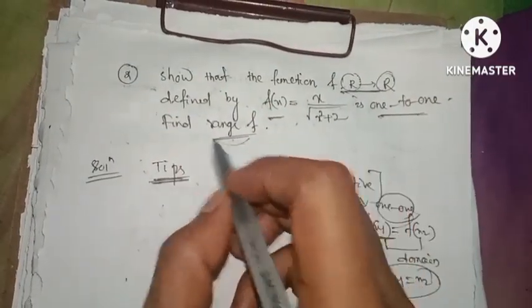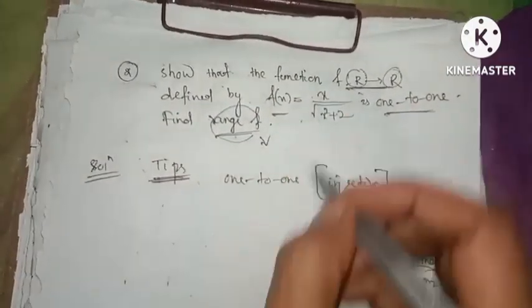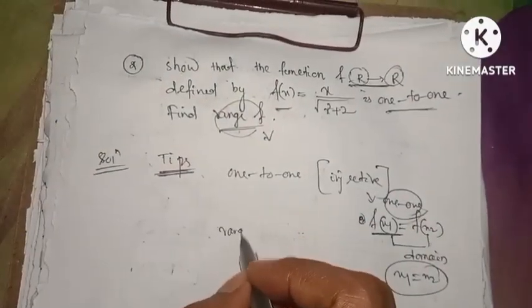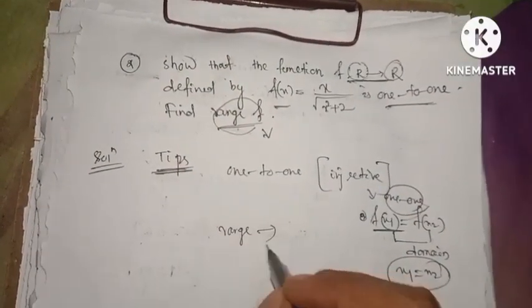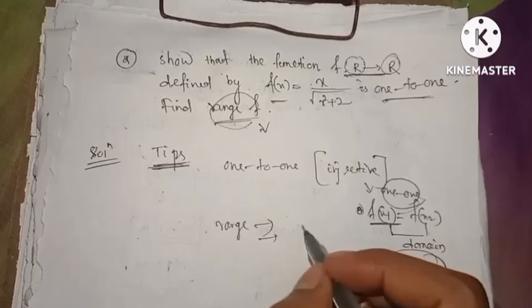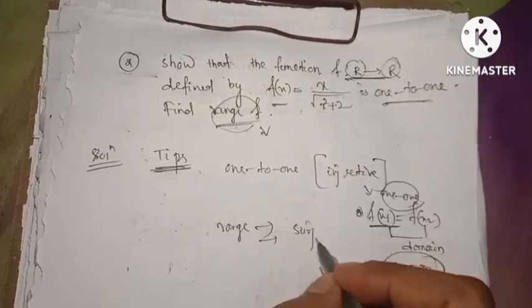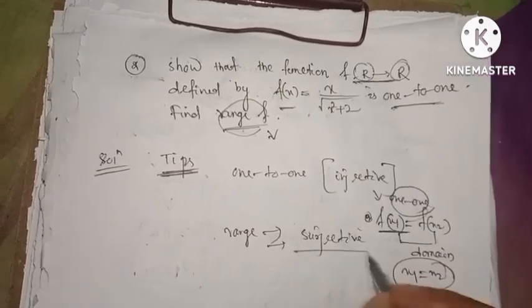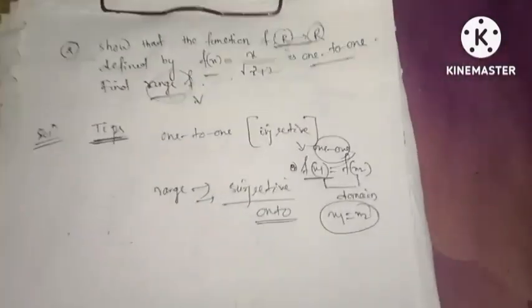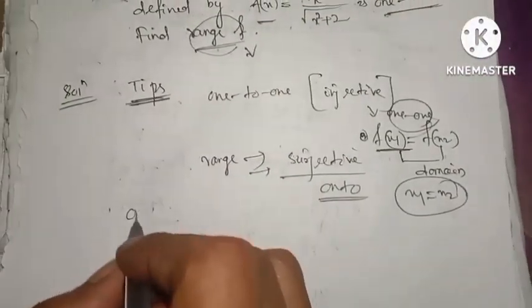The second case is the range. When the range is to be found out, this requires surjective. Surjective means onto. So in these two cases I will find it. First, one-to-one.